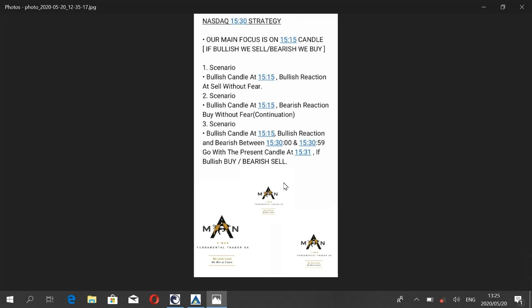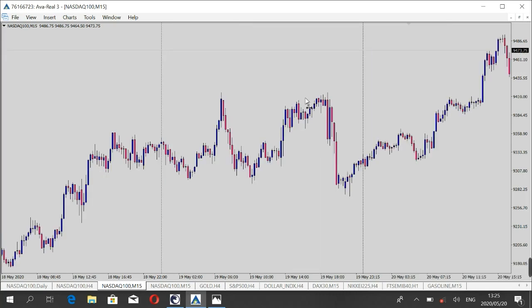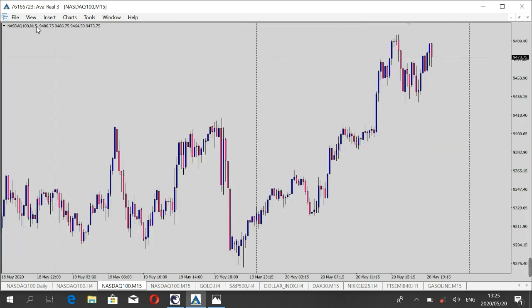Okay, now guys, let's move to a chart and see what I'm talking about. Here we have a Nasdaq chart. We always use the M15 time frame.